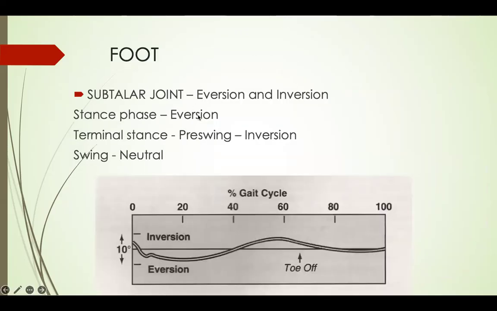Now we'll look at the joints in the foot. First is the subtalar joint. There are two movements at the subtalar joint: eversion and inversion. During the stance phase, there is eversion. During terminal stance to pre-swing, there is inversion. And during the swing phase, the joint remains neutral.